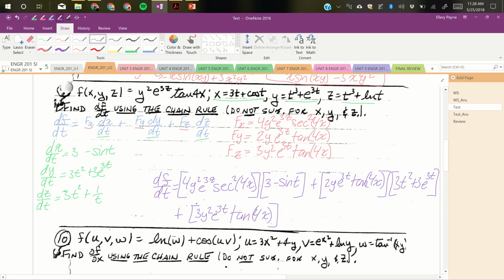Close bracket, now times dz dt, which is 3t squared plus 1 over t. So this one isn't too bad of a problem. The big thing is to know this equation here, how you deduce the chain rule, and how you solve for each individual component of it. And after that it's just plug and chug.